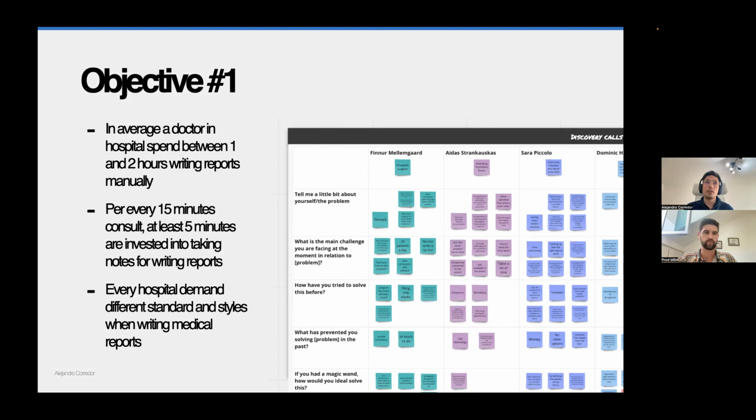Also, for every 15 minutes of consults, for those in what we call the praxis here, which is the general doctor you go to when you have an initial problem and require health assistance, doctors spend at least a third of the time, 15 minutes, taking notes to write the report later that will be given to you, or even more depending on the situation. And we also discovered that different hospitals and different praxis demand different standards and styles in writing medical reports, so doctors need to relearn these as they go through onboarding in a new working environment.